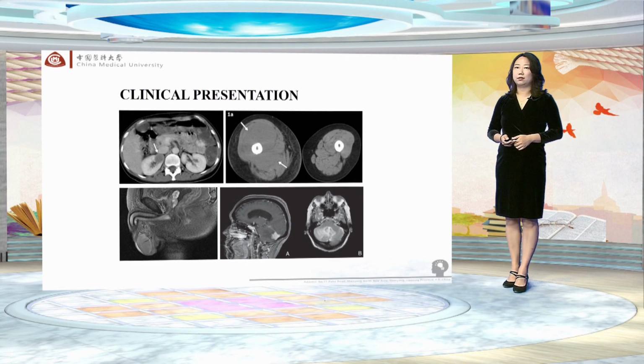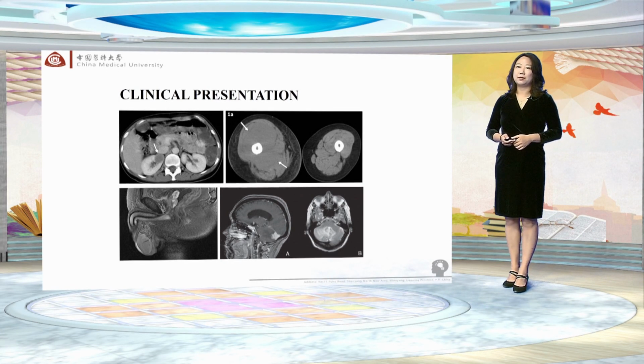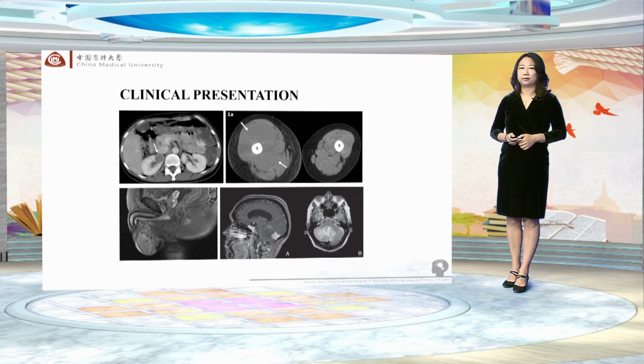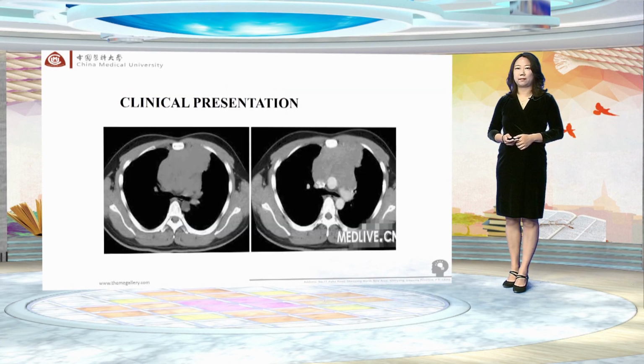The kidney, leg, testes, and the central nervous system can also be involved. We can see the mass clearly. In splenic lymphoma, low-density lesions of different sizes can be seen on CT image. PET-CT shows obvious nuclide concentration and high metabolism.